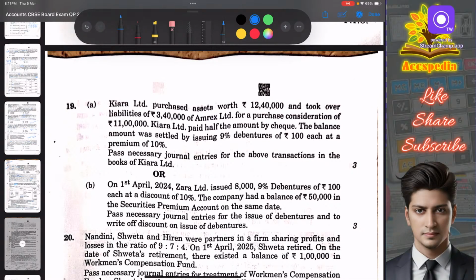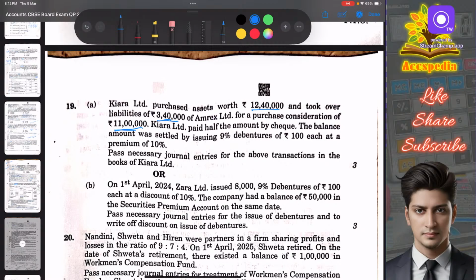Kiara Limited purchased assets worth 12,40,000 and took over liabilities of 3,40,000. So the net worth of the business is, don't worry, the purchase consideration is 11 lakh. Okay, the net worth is 12,40,000 minus 3,40,000, which comes to 9 lakh. The 9 lakh value of the business has been taken over at 11 lakh. 2 lakh extra is given, which is the goodwill.